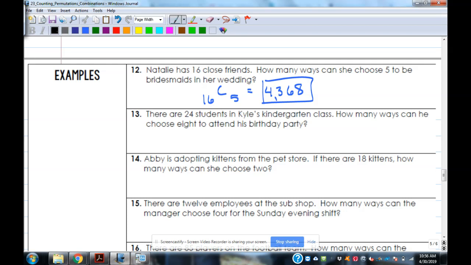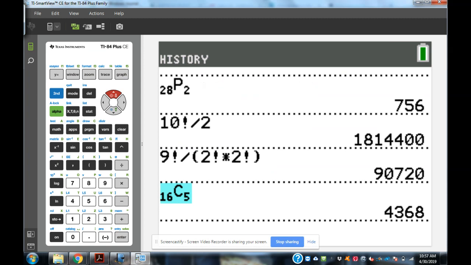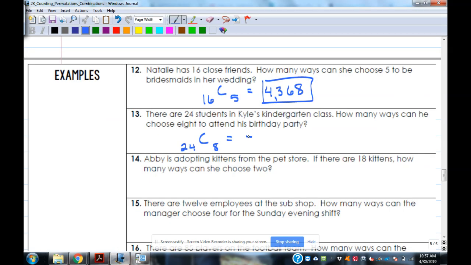Number 13, 24 students in Kyle's kindergarten class. How many ways can he choose 8 to attend his birthday party? So they're going to Sky Zone or something. It costs so much per person. So your parents said, we can only take 8 people. So 24 combination 8. How much would that be? 471, you said? Good job.